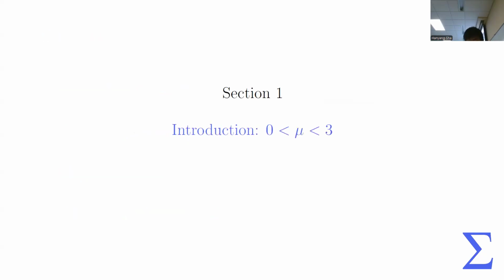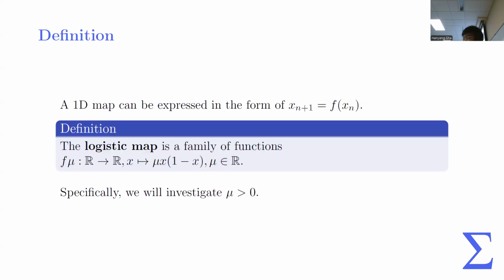So let's look at mu between 0 and 3. This is probably the easiest case. The definition of the logistic map is a function on the reals. It's actually a family of functions on the reals, where f of x is equal to mu x times 1 minus x, where mu is a real number. Specifically, we will investigate mu greater than 0. If mu is less than 0, then the behavior is probably just the opposite, basically symmetric.